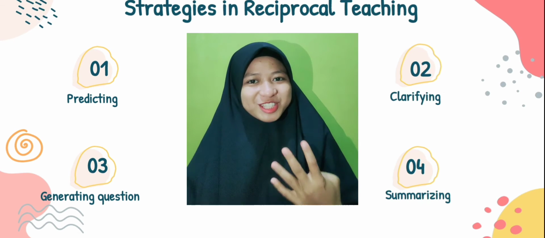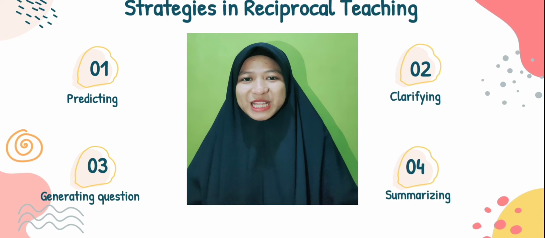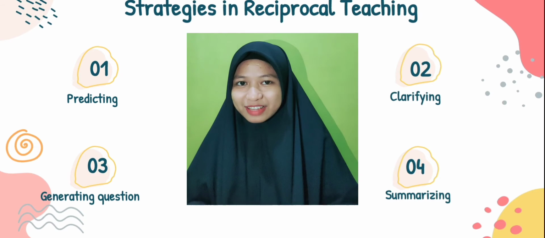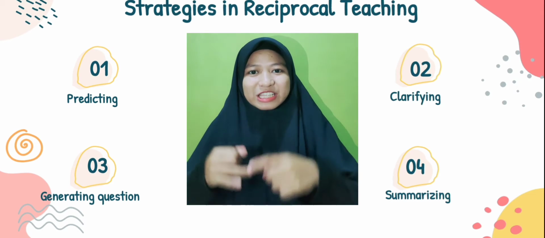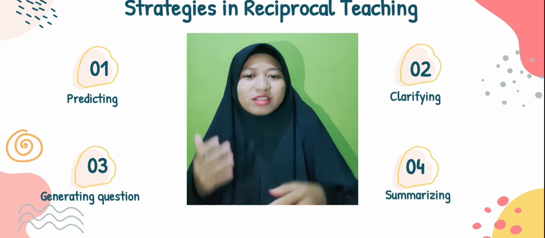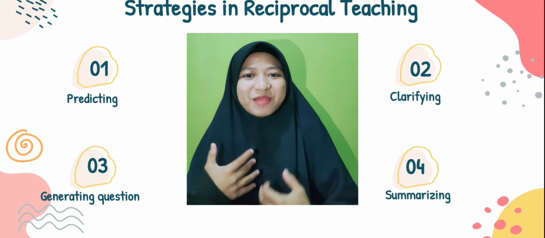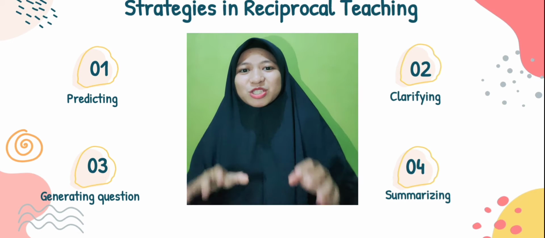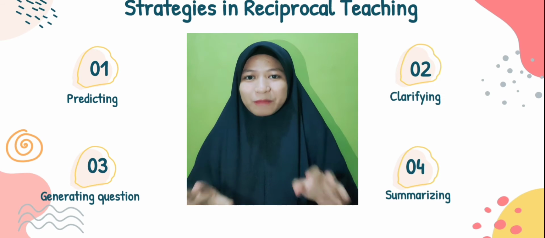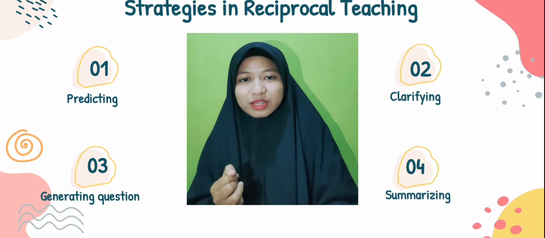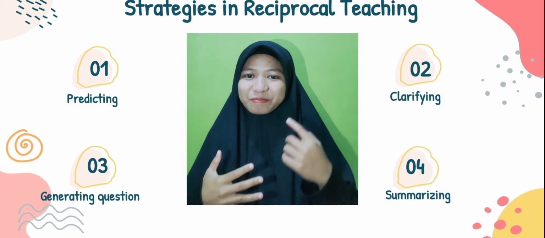There are four strategies in reciprocal teaching. First one is predicting. Pupils deliberate on what is implied in the text and make connections to prior knowledge, such as make predictions and draw inferences before and during reading. The second one is clarifying. Pupils make concerted attempts to clarify concepts or vocabulary that is not understood, such as use reading strategies to extract meaning, like reread, decode, and look up new words.